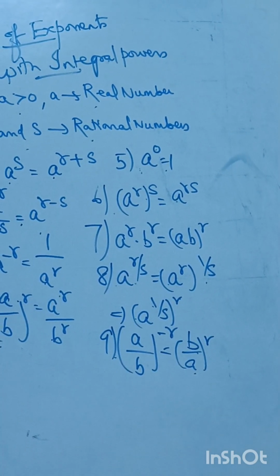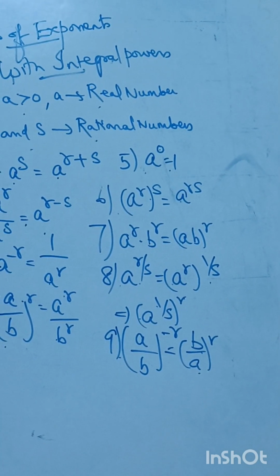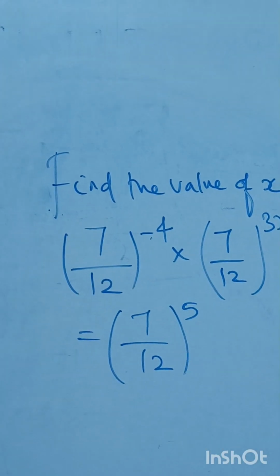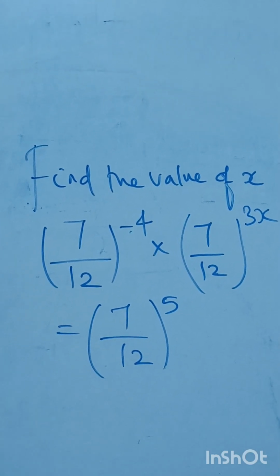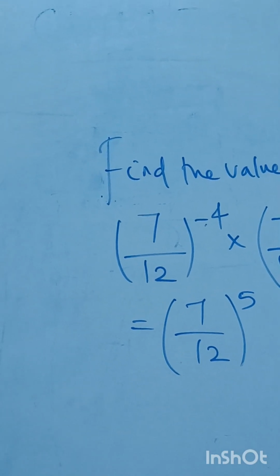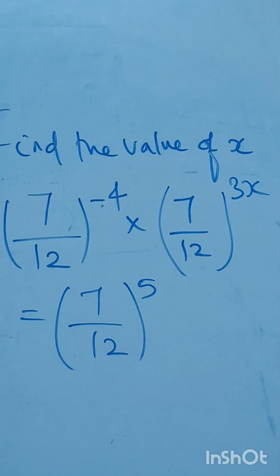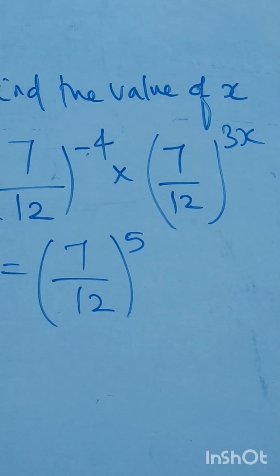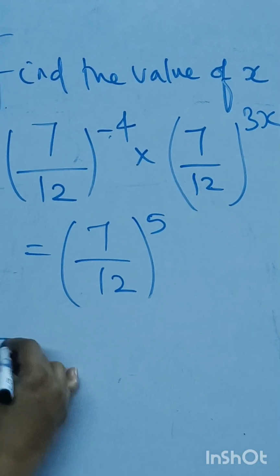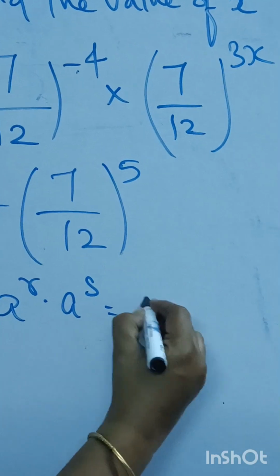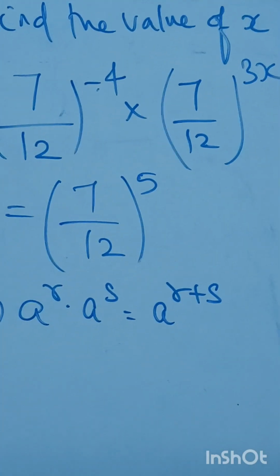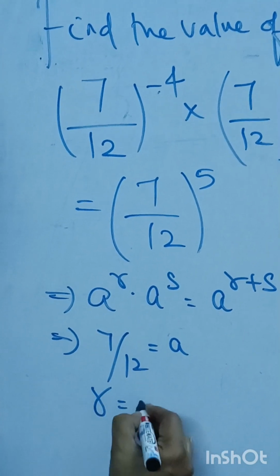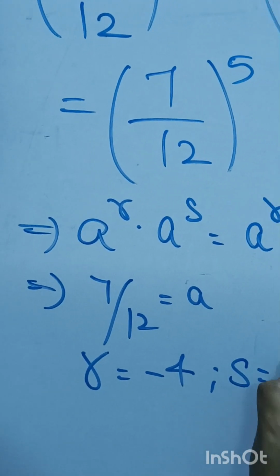And you have to be very thorough with all these laws of exponents with integral powers. It is very important. It is mandatory to learn. Do the sum. Find the value of x. (7/12)^(-4) times (7/12)^(3x) is equivalent to (7/12)^5. So we use the laws of exponents with integral powers. We use the law a^r times a^s is equal to a^(r+s). Here a is 7/12, r is equal to minus 4, and s is equal to 3x.